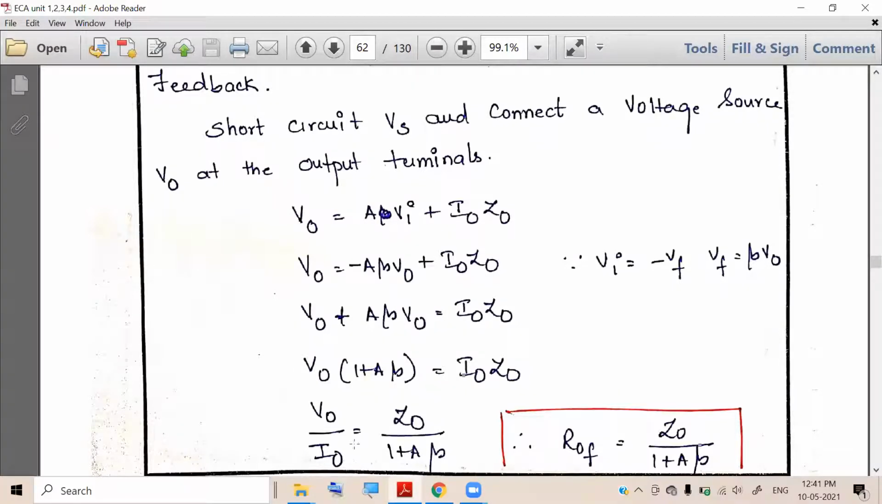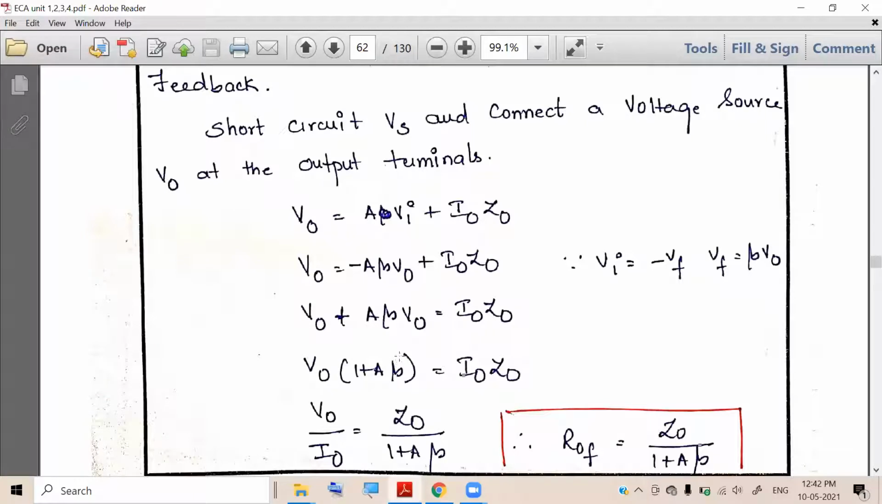Okay. So V0 by I0 we can call it R0F, or Z0F. Some others may call it Z impedance. Just consider it as the same. Sometimes in a question they may say find input impedance, right? Find output impedance. Then we should use Z, right? So either you can represent this as R naught F or Z naught F. Anything we can use.